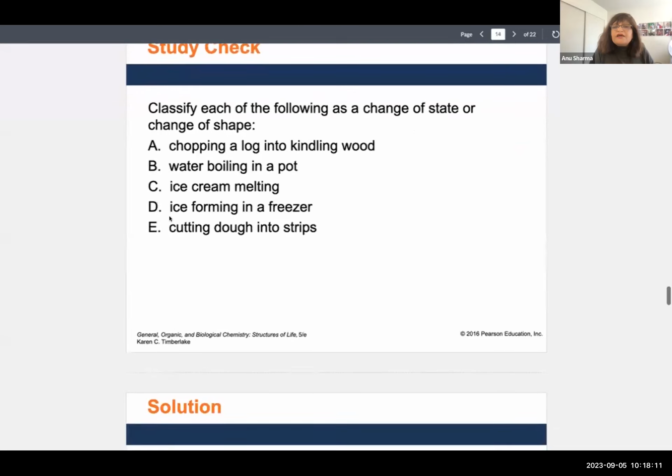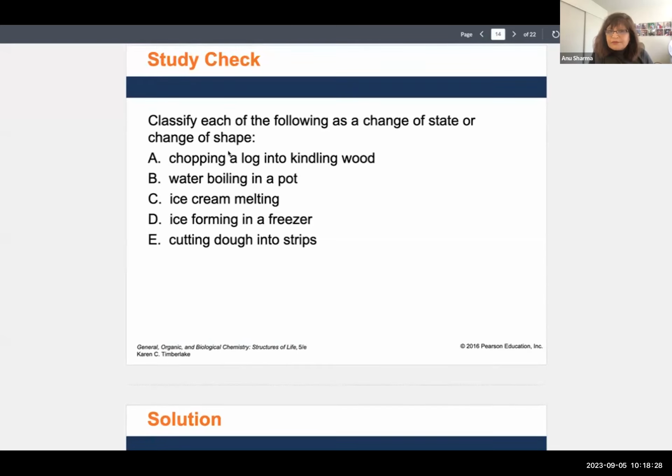Now you tell me, if you take wood and break it up into small parts, is it a physical change or a chemical change? And is it a change of state or a change of shape? Chopping a log into kindling wood. Chopping is just changing the shape, right?